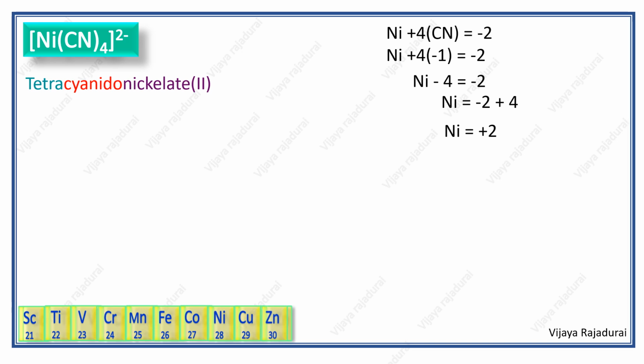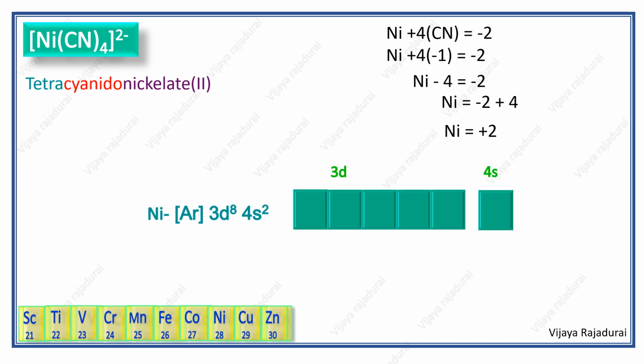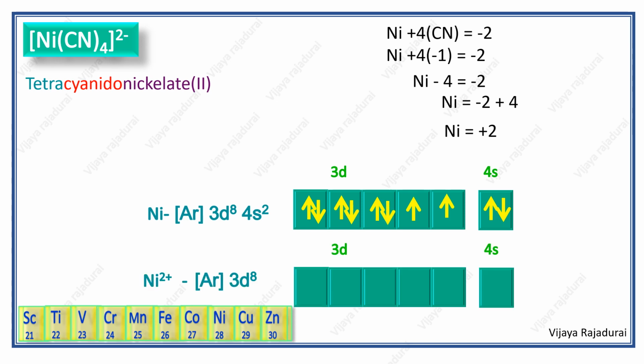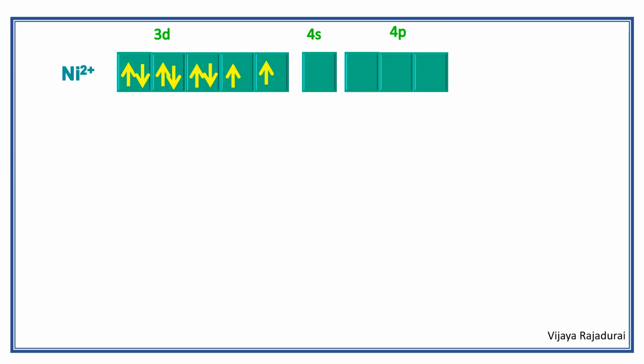In the periodic table, the atomic number of nickel is 28. Its electronic configuration is [Ar] 3d8 4s2. Electrons are filled in these orbitals according to Pauli's exclusion principle and Hund's rule of spin multiplicity. In this complex, nickel exists in the +2 oxidation state, so 2 electrons are removed from the 4s orbital. The new electronic configuration in the +2 state is [Ar] 3d8. This is the valence electronic configuration of nickel(2+).